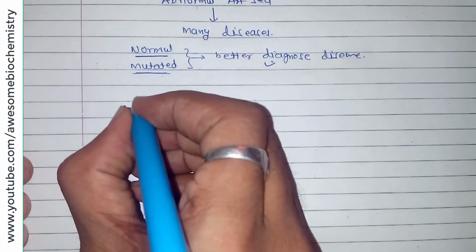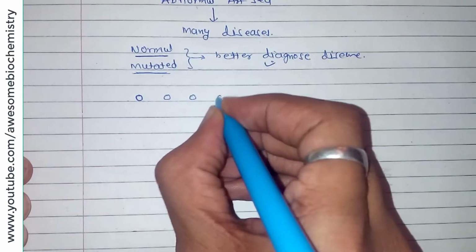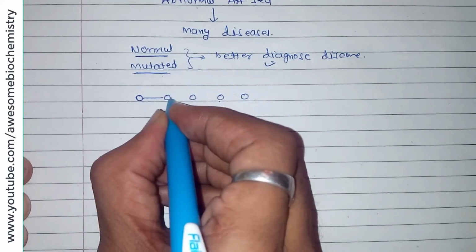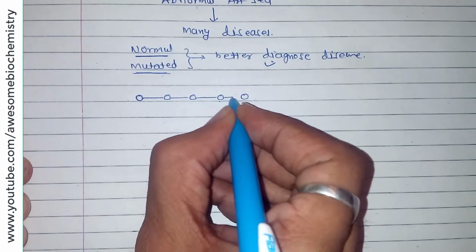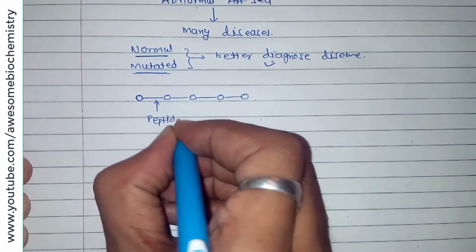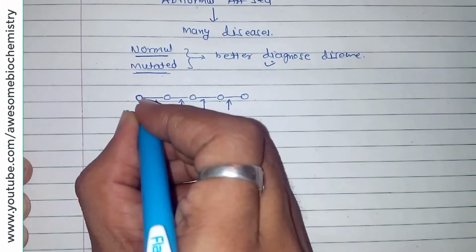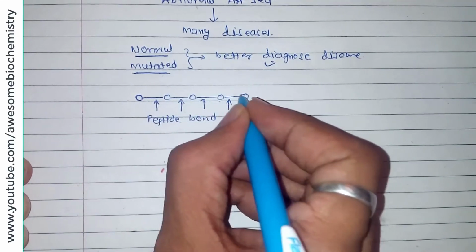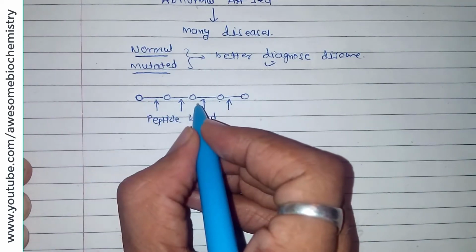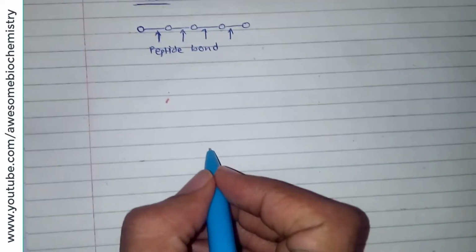So, the primary sequence of amino acids: suppose these small circles are showing amino acids, then these amino acids are attached to the next amino acid by this linkage. This linkage is known as peptide link or peptide bond, right? So, all of these are peptide bonds and all these small circles are amino acids. The polypeptide chain is an unbranched chain, and how this peptide bond forms, that we are going to study.